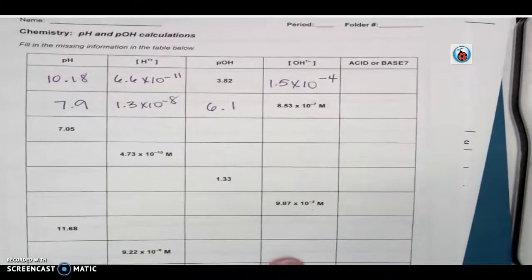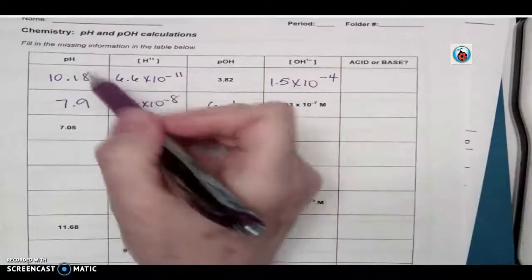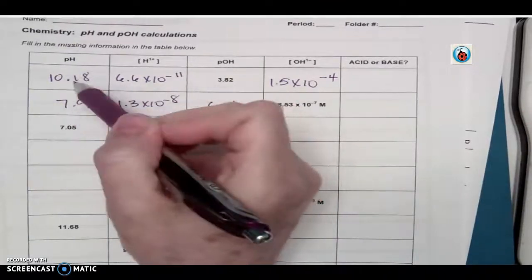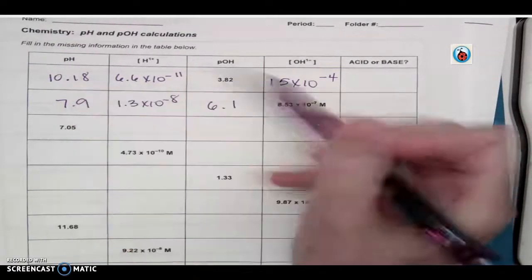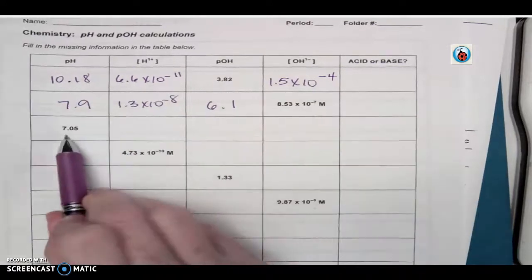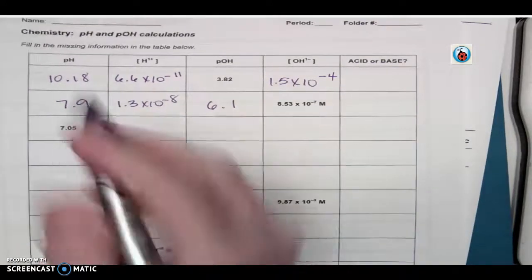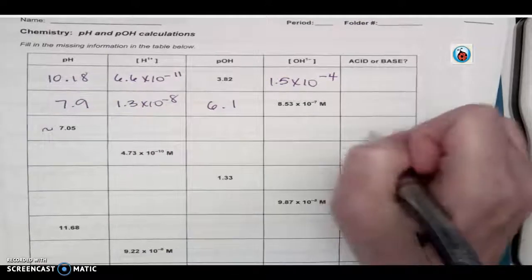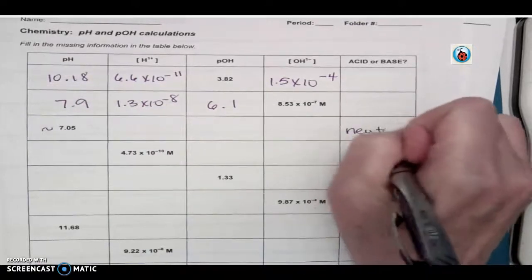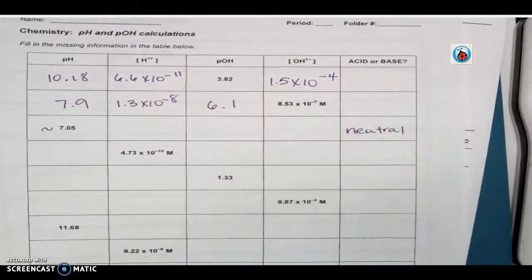Okay? Then decide is it an acid or a base based on what? My pH. Okay? Not my pOH. What's this pH? It's about 7. So that is neutral. All right, see if you can finish this on your own. Let me know if you have any questions.